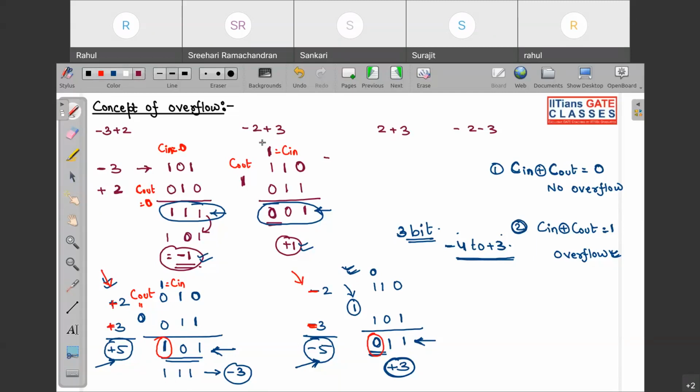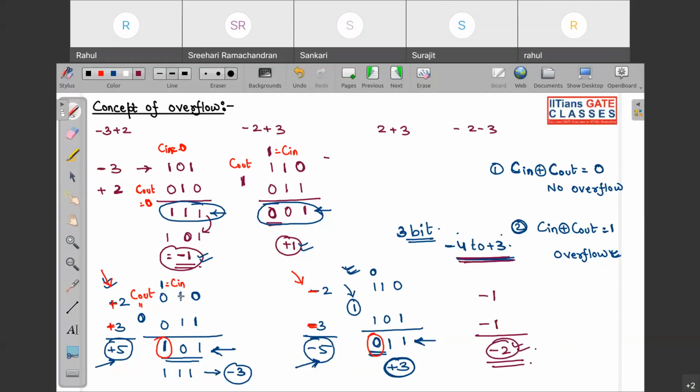Now suppose you had added -1, the result will be -2. So here overflow will not happen, because this is in the range of 3-bit 2's complement representation, -4 to +3. So -2 lies in the range. Usually whenever you add two positive numbers or two negative numbers, there is a chance of overflow.